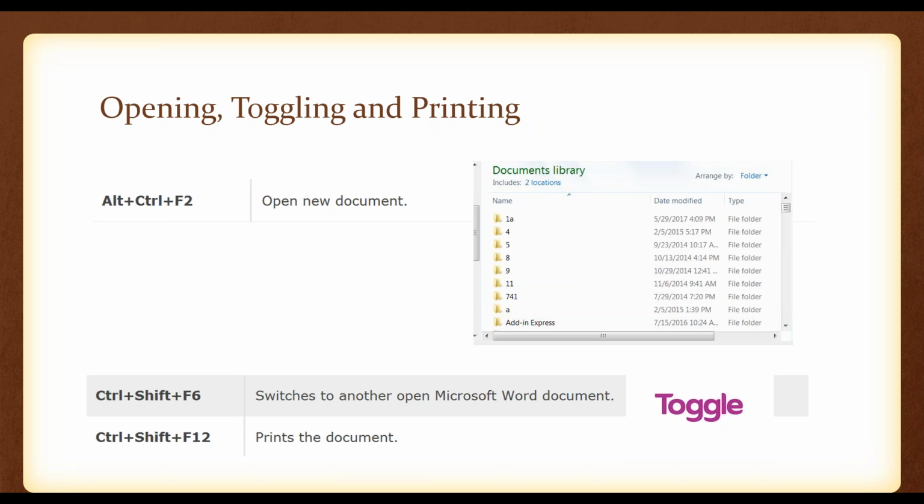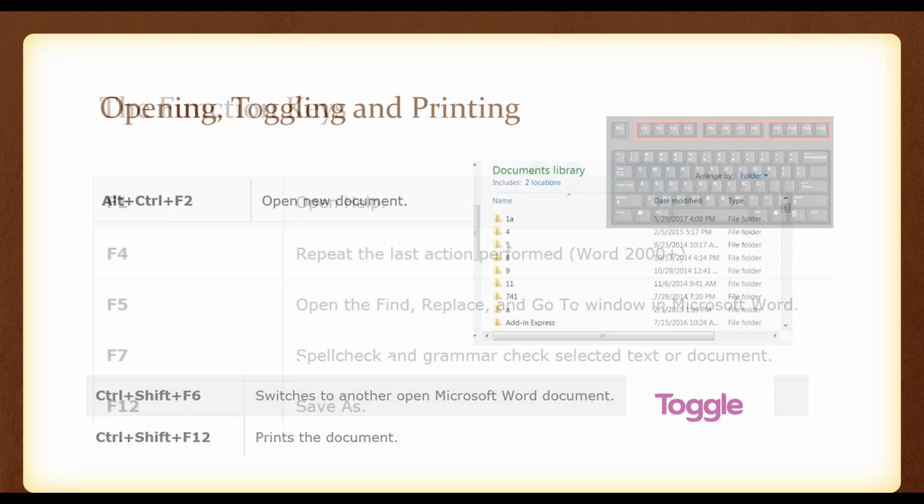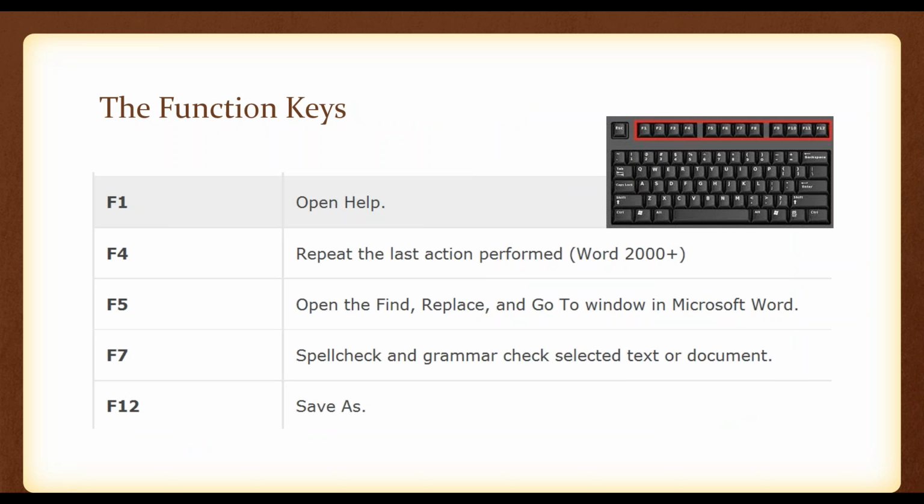Control plus Shift plus F6 switches to another document in Word. Control Shift plus F12 prints the document, which would be the same as Control P. The function keys also have a lot of actions that we can perform just using that top row. F1 opens help in Word. F4 repeats the last action performed.